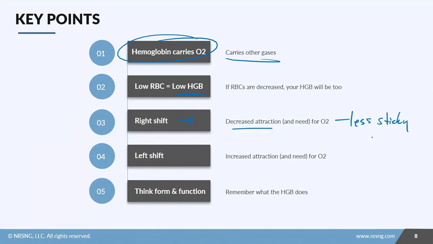It means it's okay to give it away. And then if you have a left shift, it's going to be more sticky. It means a higher attraction. I want to hang on to this O2. It's my oxygen. Also, think about what hemoglobin does. So if you have a decrease in RBCs, expect that you're going to have that decrease in hemoglobin.